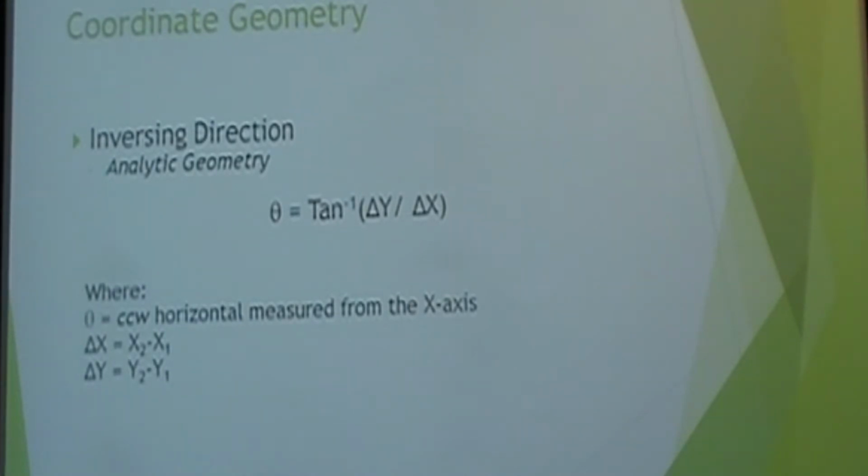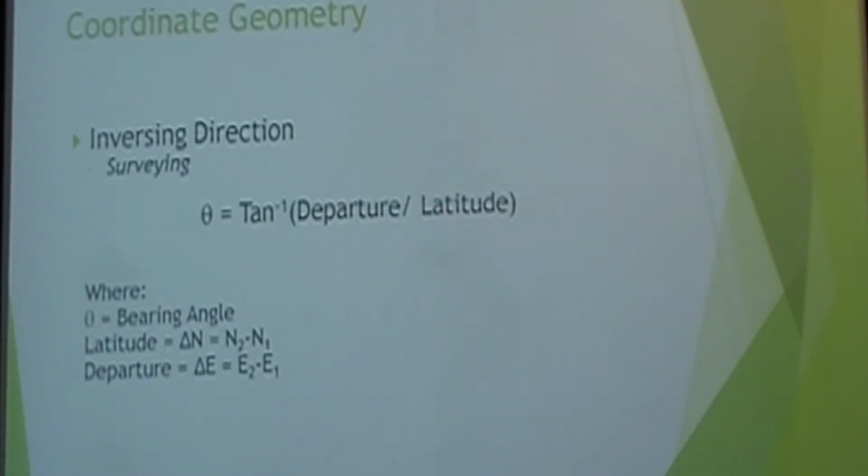And whether they would hit you with x's and y's on this test, I'm not sure, but be prepared, because they could do both x's and y's or northings and eastings. So if we're looking from the surveying standpoint, then it's better to think in terms of latitude and departure. So latitude is defined as your change in northings. Again, delta northing, final minus initial, and the departure is your easting direction. Delta easting, easting 2 minus easting 1.